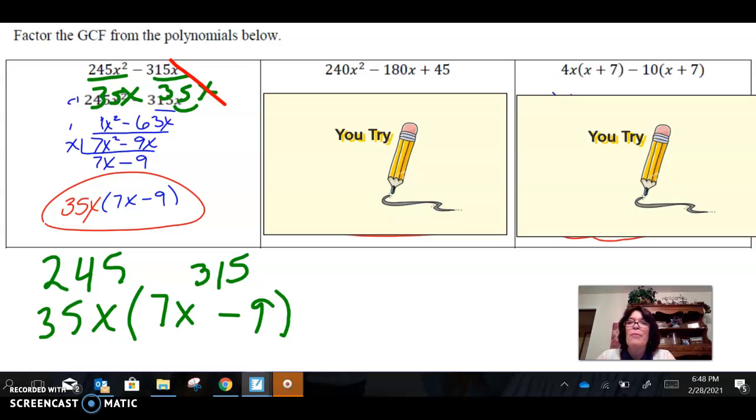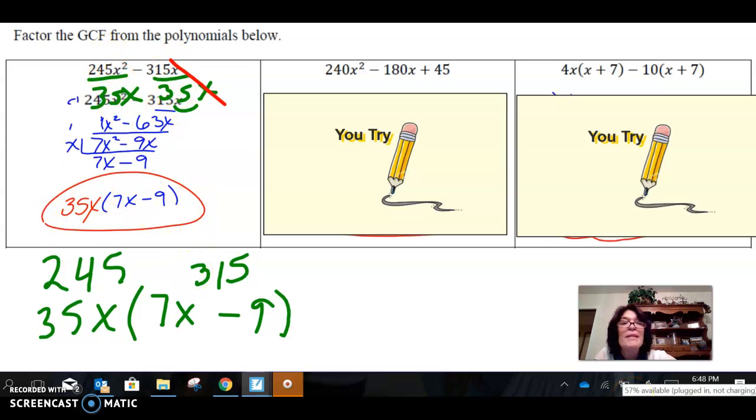Okay, gang, this is part 2 of factoring out a GCF to solve quadratic equations. Right now, we're just factoring GCFs out of polynomials just to get some practice. We're not actually solving the equations yet. But basically, we did this first one. We're showing you a way to do it one step at a time, or you can just find the GCF and then divide it into each.